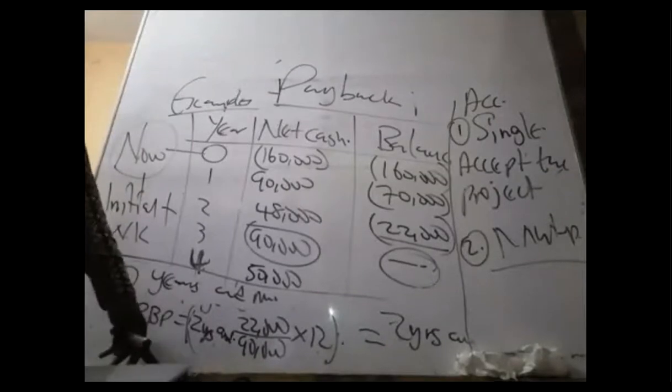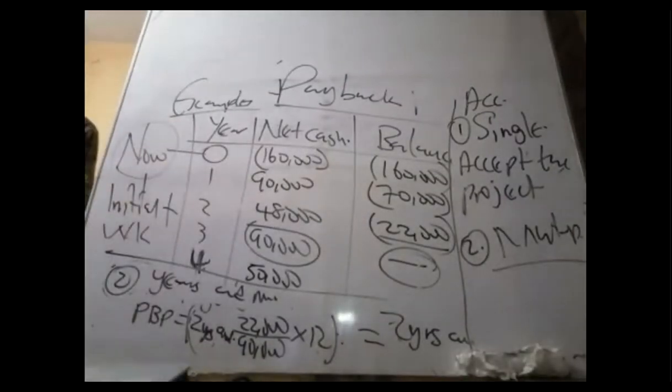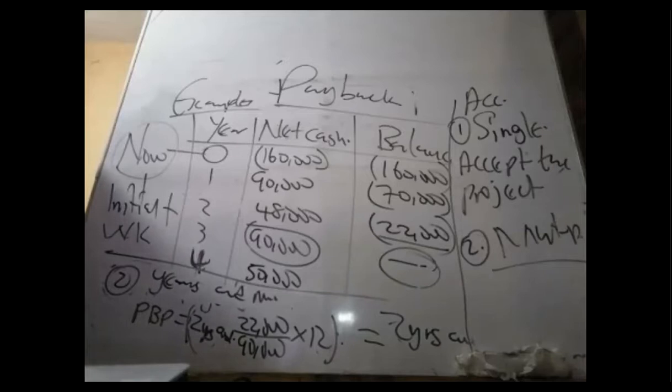Great. So if you compute it in years and days, you get 2 years and 89 days. That is all. Okay. Now let's look at the advantages and disadvantages of payback period.